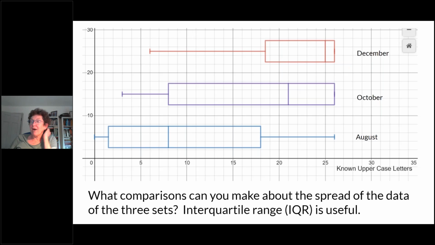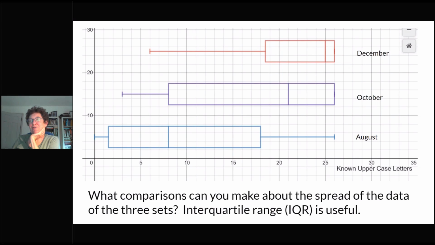But that is the basic idea behind box and whisker plots. So I hope you feel a little bit more comfortable with them now than you did when you started.